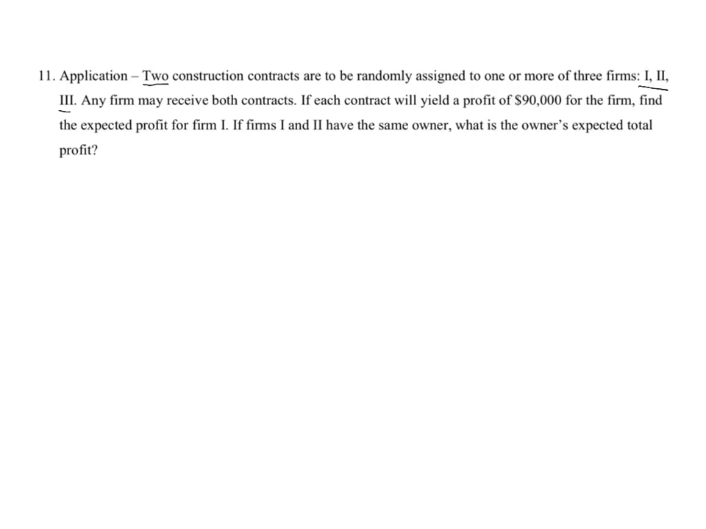And then here's the sample space. It's not too late if you still want to pause the video so that you can think about this one. Okay, so here's the sample space. Two contracts. The first contract can be assigned to firm number 1. The second one can be assigned, it's possible, also firm number 1. Similarly, I just want to list all these possibilities in a systematic way so that I don't miss anything, right?